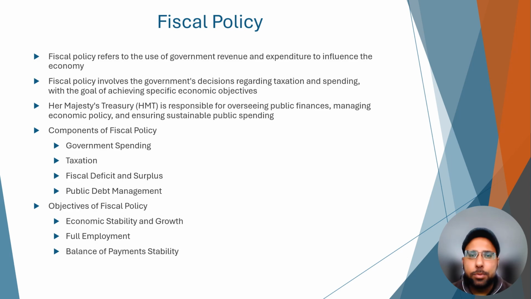Capital expenditure is spending on long-term investments such as major infrastructure, roads, bridges, and schools, which is designed to enhance future economic productivity. Then you'll have revenue expenditure. This is the day-to-day operational spending by the government on salaries, subsidies, defense, health, education, and welfare, such as benefits. By increasing spending, the government can stimulate demand in the economy and promote growth, especially during a recession. On the flip side, cutting spending can help control inflation during periods of high demand.